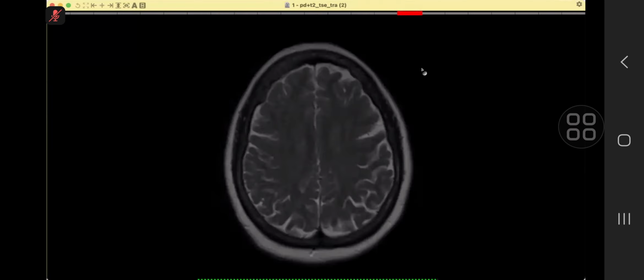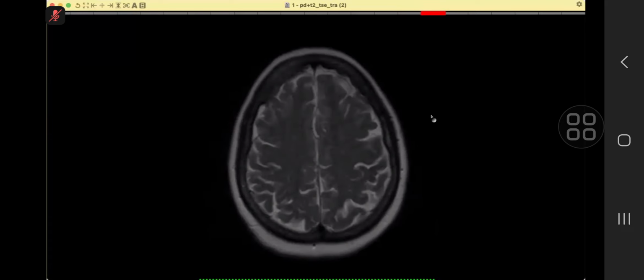So what happened was that this is a case of tinnitus and headache, 76-year-old, and they did an IAM protocol MR. In IAM protocol, we have got limited sequences. So this is a T2 weighted sequence from the IAM protocol. Within the IAM, on the CISS sequence, there was nothing abnormal. So please see this.